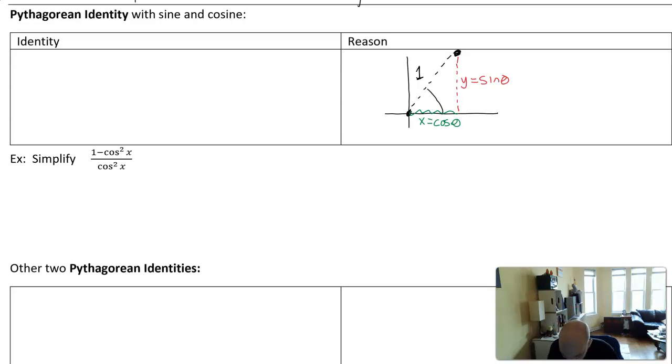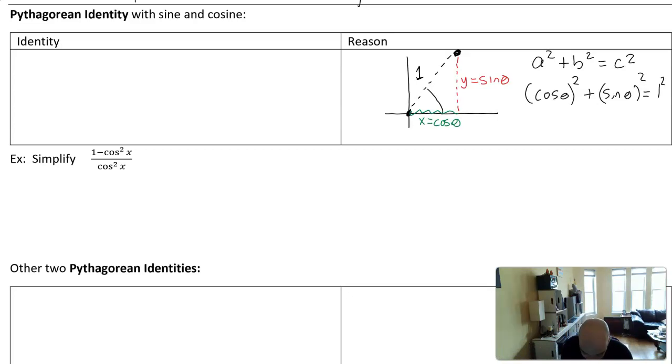Then, by the Pythagorean theorem, which says that a squared plus b squared has to equal c squared, it must be true that cosine of theta, whole thing squared, plus sine of theta, whole thing squared, must equal 1 squared. And that's what we call the Pythagorean identity. What is it? It's just a formulation of the Pythagorean theorem. Usually we write it slightly differently, though. We write it as cosine squared theta plus sine squared theta equals 1.